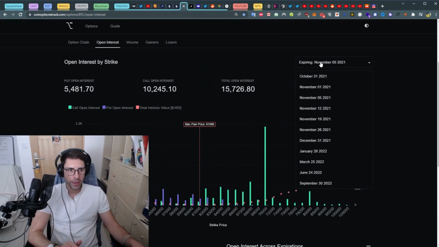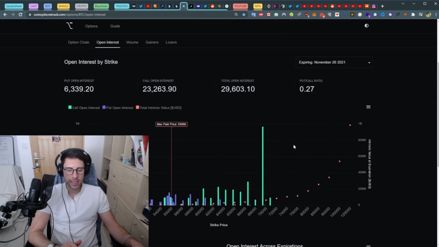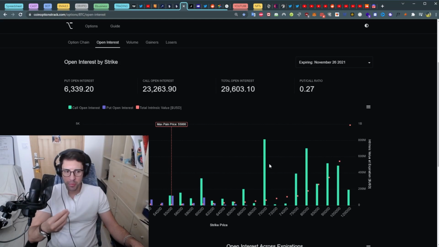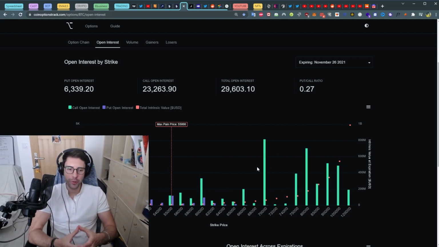So we go here and you select November 26, and we want to see what price people believe, what's their expectation for Bitcoin by the end of November. And as you can see, somewhere between 70k and 80k. So that's a good indication that Bitcoin might become very bullish by the end of November.